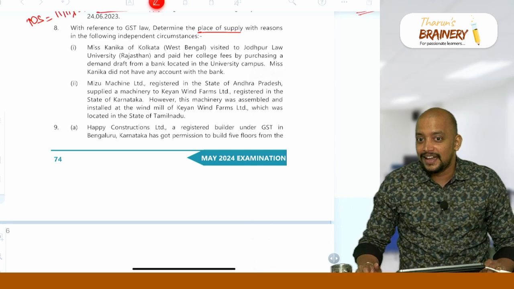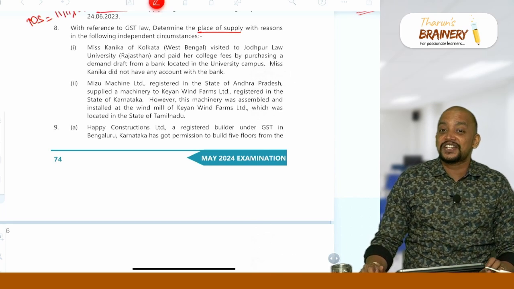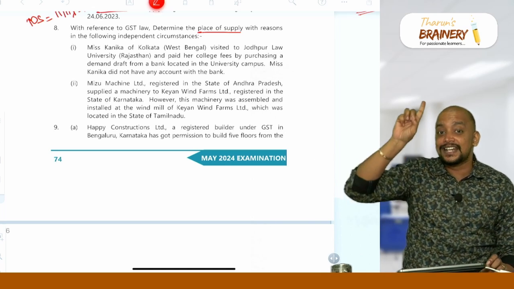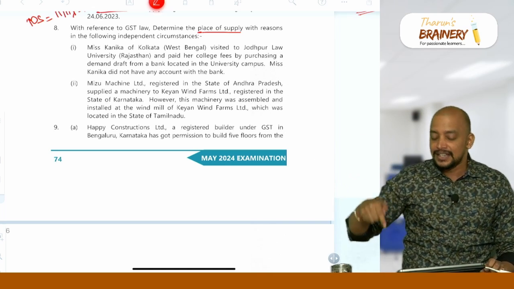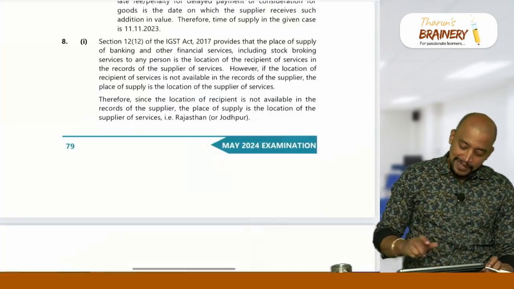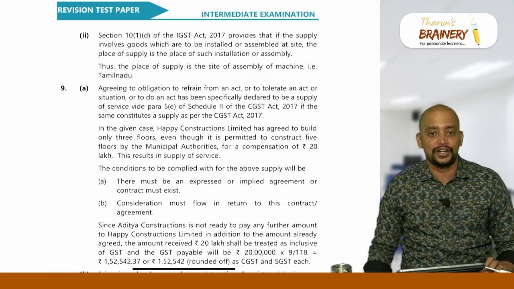Location, assembly or installation. So we need to see the location where the machinery is assembled or installed. We should not see the general, we should see the specific. So location, where is it installed? Tamil Nadu. So Tamil Nadu will be taken as the place of supply. See, place of supply is the site of assembly, that is Tamil Nadu. Understood?